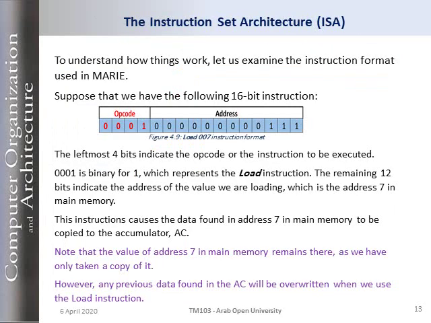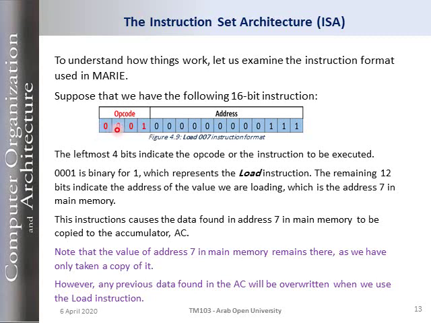To understand how things work, let us examine the instruction format used in MARIE. So suppose that we have the following 16-bit instruction. This binary number that has 16 bits is our instruction. So if we want to understand this instruction, we have to divide our 16 bits into 4 and 12. So the first 12 bits are the address, and next 4 bits are the opcode.